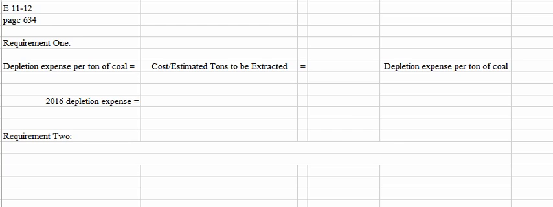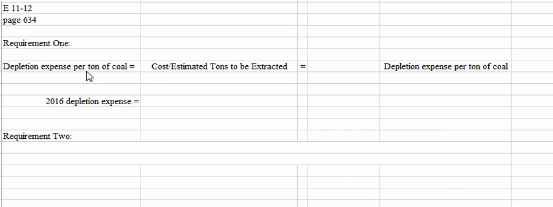The company expects to extract 900,000 tons of coal during a 4-year period. During 2016, 240 tons of coal were extracted and sold immediately. Okay, they want us to calculate depletion expense for 2016.